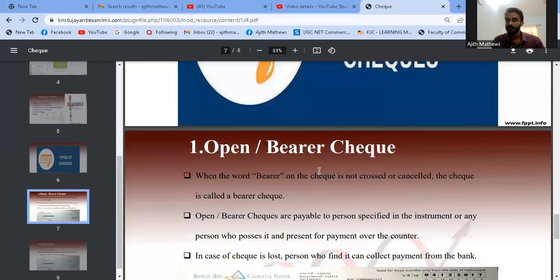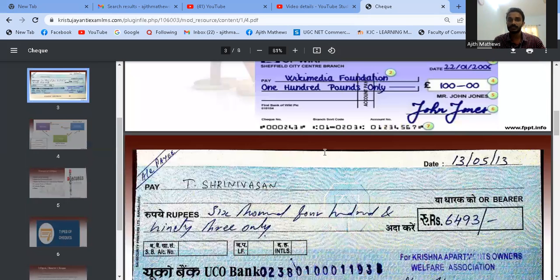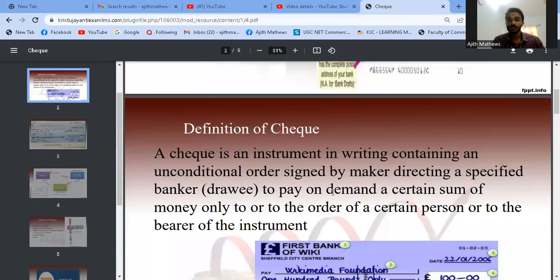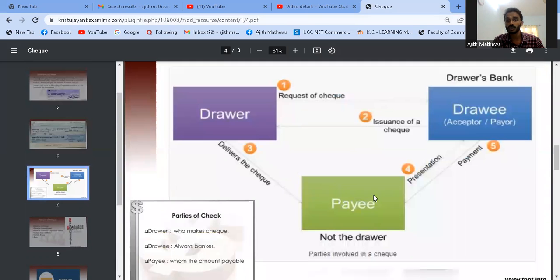So this is the introductory concept of a check. It's just like a bill of exchange, right? And it's always directed towards the banker. The banker is known as the drawee. Three parties are there in the check: drawer, drawee, and payee. The drawer is the maker of the check, the drawee is the bank, and the payee is the beneficiary.